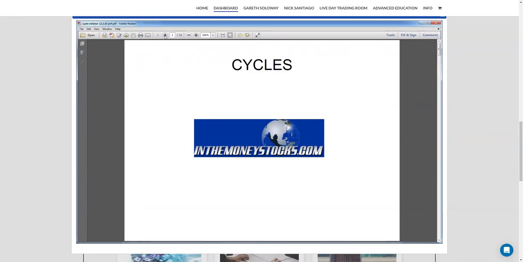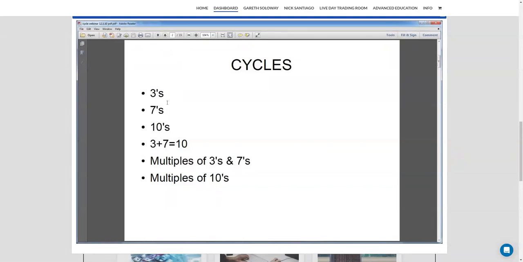All right, we're going to talk about cycles now. So earlier we talked about 3s, 7s, multiples of 3s and 7s. 3 plus 7 is 10. 10 is an important number. Does anybody know why? We have 9 digits. After that it ends, and we go back to the infinite circle. Okay. Very, very important.